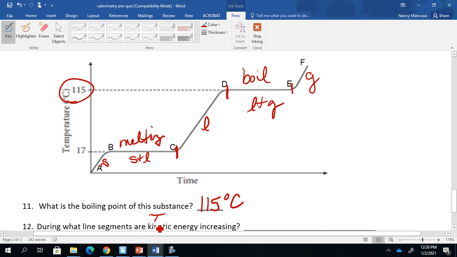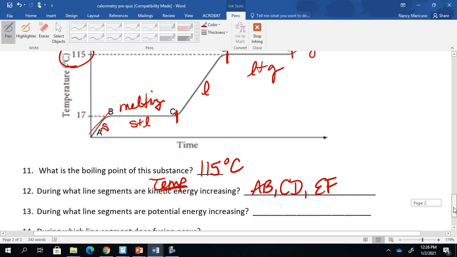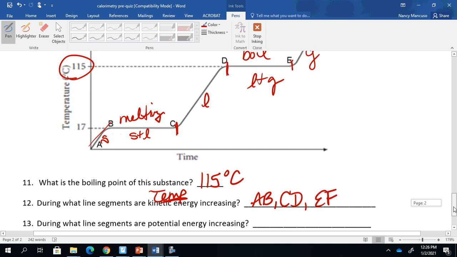During what line segments is kinetic energy increasing? So kinetic energy, every time I see that, I remind myself, kinetic energy is temperature. So it is increasing from A to B, from C to D, and E to F. So the kinetic energy goes up at that point. Kinetic energy stays the same on B, C, and D, E.